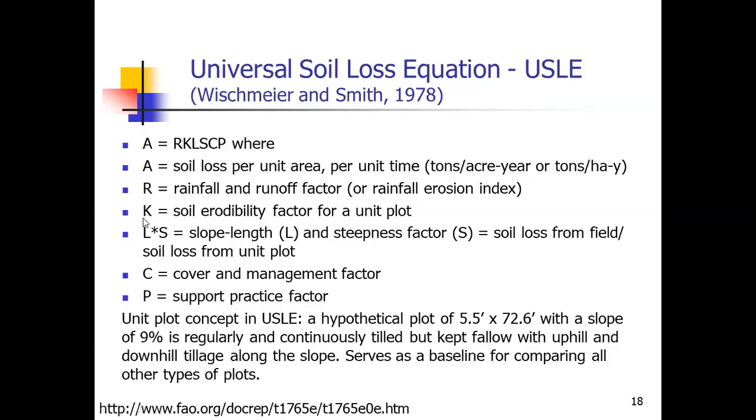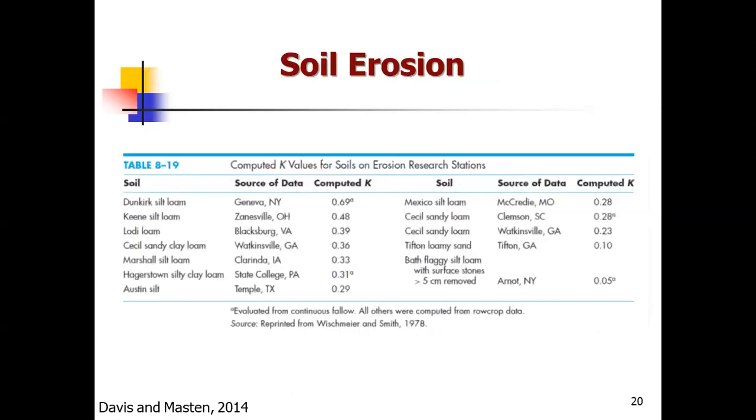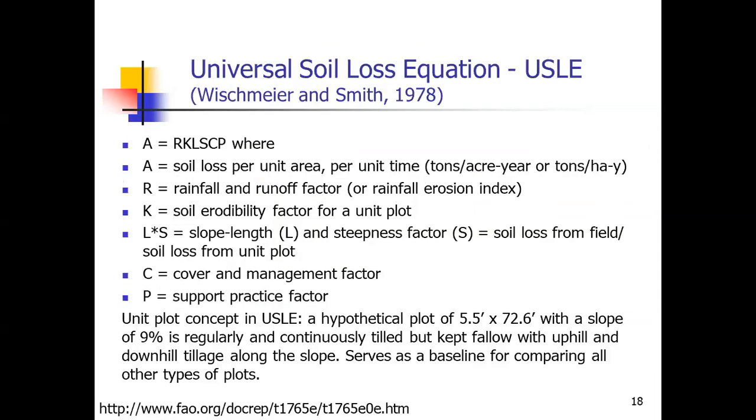K is the soil erodibility factor for a unit plot. So for different types of soils in different locations, you can see the K values have been computed already here in this table, and these are the K values that can be used for different locations and different soils. Then we come to LS. LS is slope length and steepness factor. Let me show you that table.